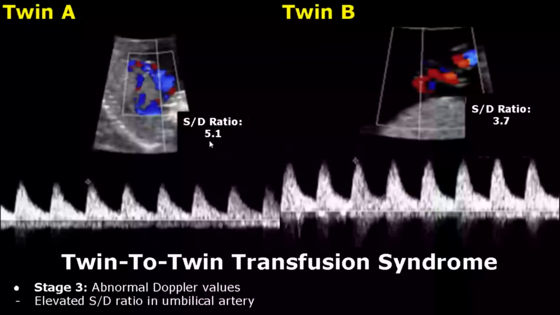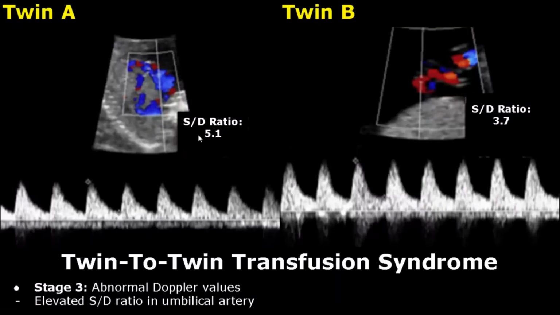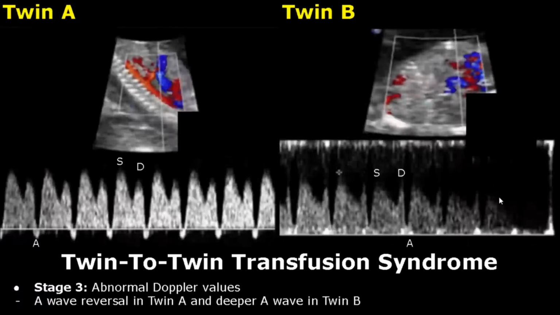In stage 3, abnormal Doppler values will be seen. The umbilical artery SD ratio will be elevated. Abnormality in A wave of ductus venosus can occur as well. In these images, there is A wave reversal in twin A and a deeper A wave in twin B.